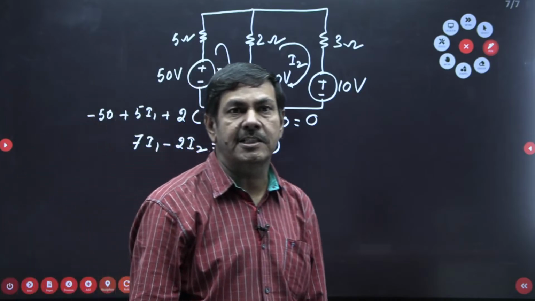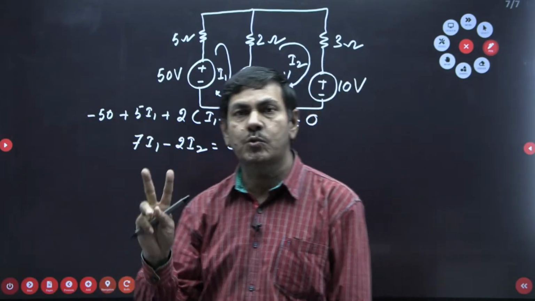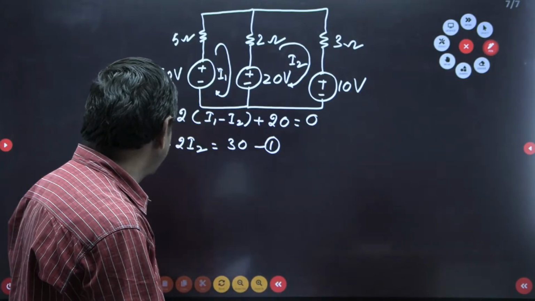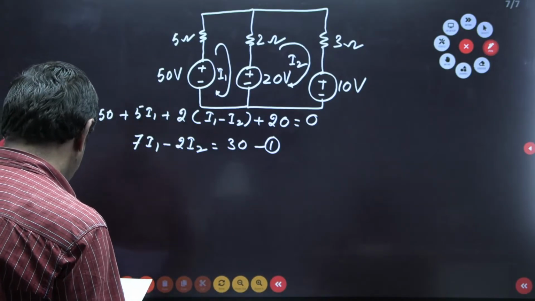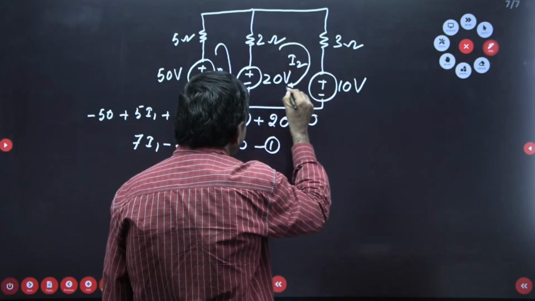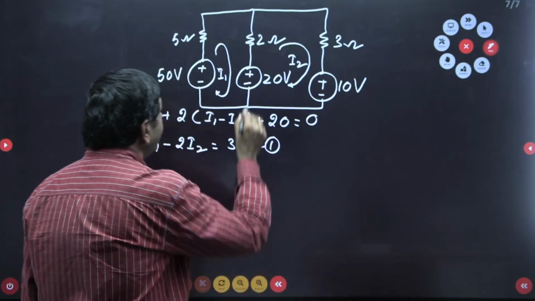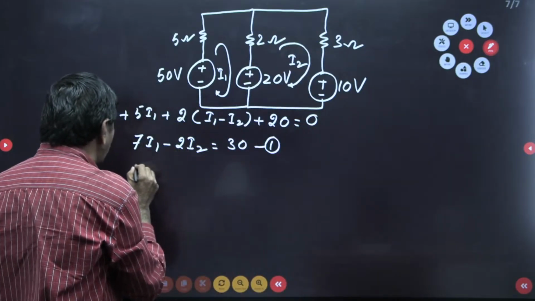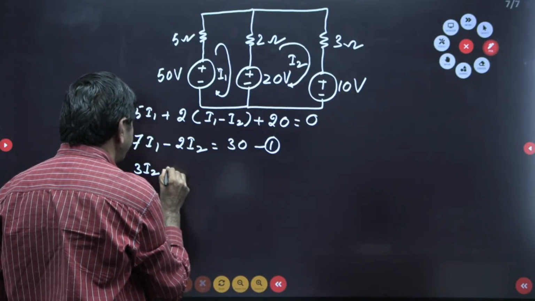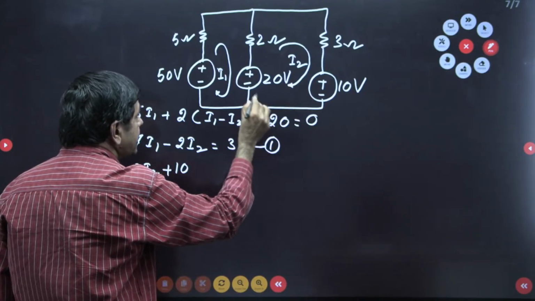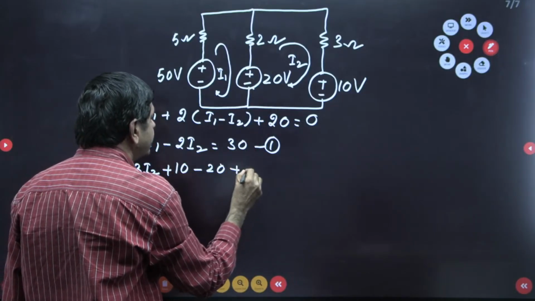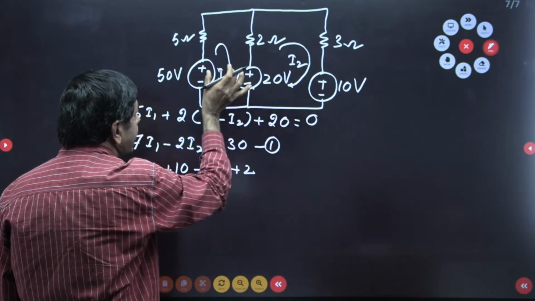How many mesh equations can we form? 2 mesh equations. By using the first loop, I formed the first mesh equation: 7I1 minus 2I2 equals 30. What about the second equation? For this mesh, this loop current I want to take. Going this side, 3 into I2. Going this side, plus 10 volts. Going this side, minus 20 volts. When I go to the top, 2 into the current, and since this loop is considered, I2 minus I1 is important.